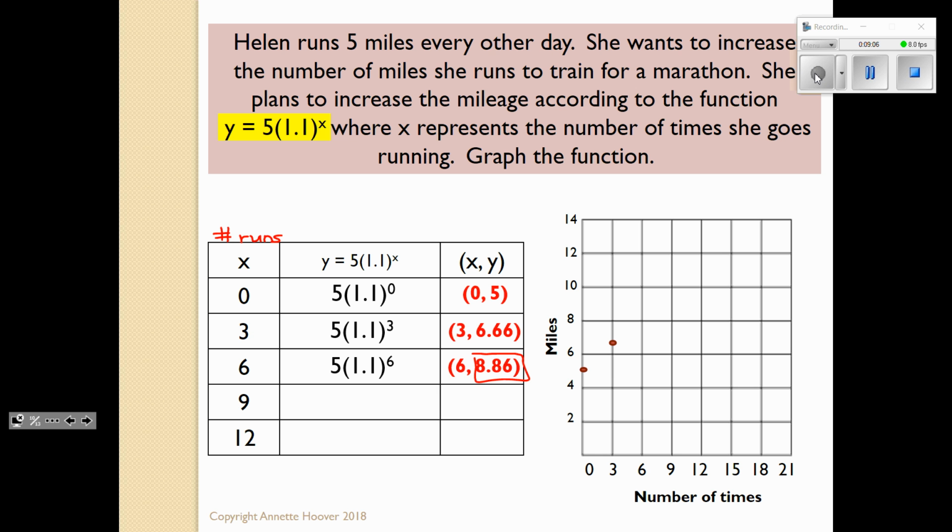If we plug in a 9 to the exponent, we're going to do 1 and 1/10 raised to the 9th power first, so you type in 1 and 1/10 raised to the 9th power, push enter, and then go times 5. And that would result in the ordered pair of 9 and 11 and 79/100ths. And the same thing with 12.